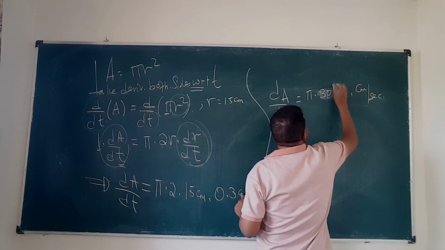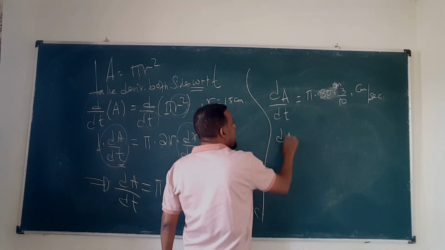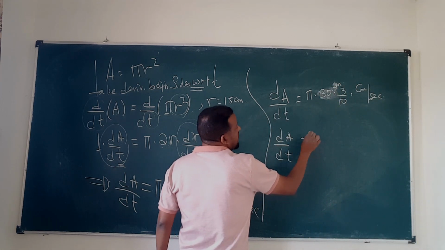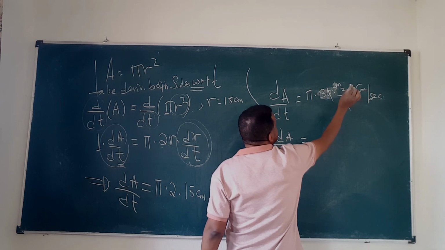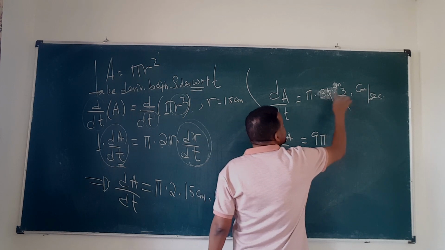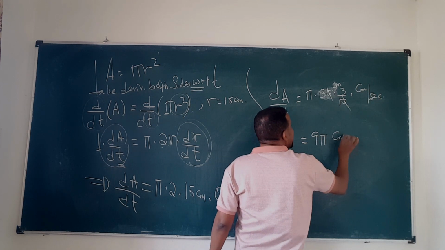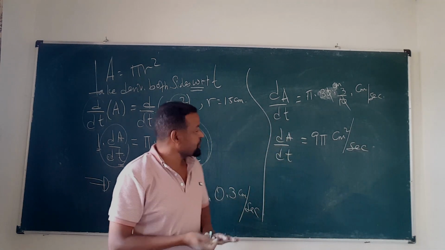Of course, it is centimeter. So dA by dt is given by: the 0 will be cancelled down by the 0. 3 times 3 is 9, and 9 times pi is 9 pi. Centimeter times centimeter is centimeter square per second.